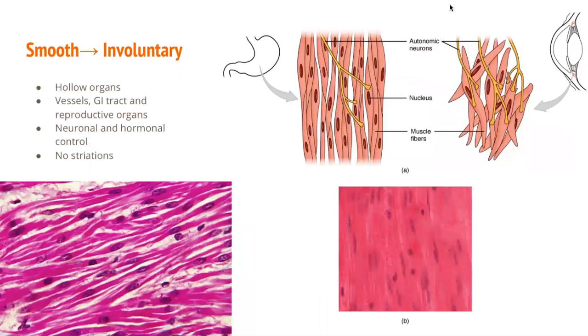Now, smooth muscle is also involuntary, which means you don't have to think about its contraction. Smooth muscle is going to be found in your hollow organs, your vessels, your GI tract, and your reproductive organs. And the way that these muscles contract is via peristalsis, which is like a slow, constant contraction that you don't have to think about. And they are stimulated by neuronal and hormonal control, and notice that there are no striations. And we can tell that this is smooth muscle just by the oblong shape of each of these cells, and it kind of looks streaky.